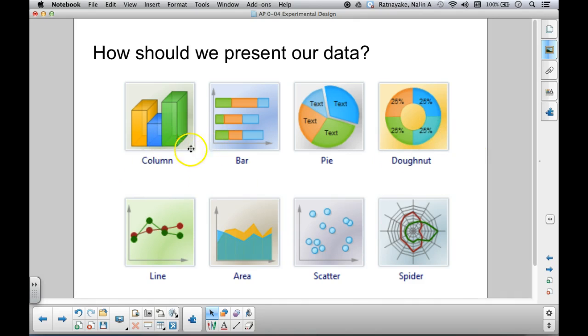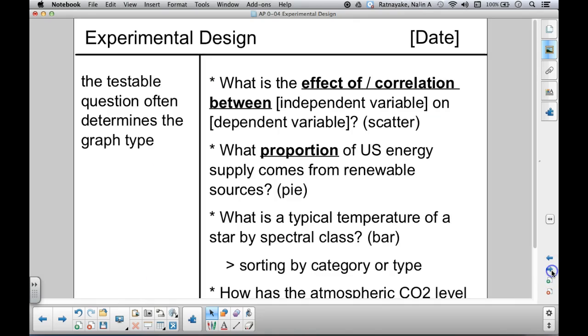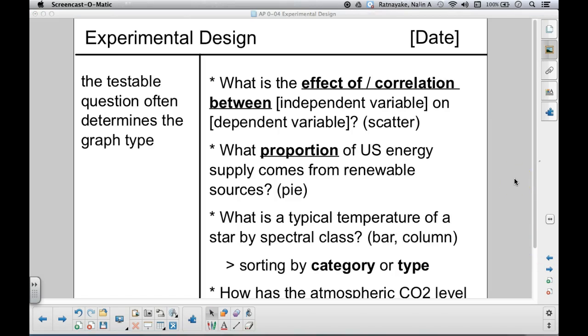When should we use a column graph? When should we use a bar graph? When should we use a pie graph? It seems a little bit random at first, but we'll find that there are actually some basic rules that we can use to get a pretty good idea of which graph we should select. And this is really going to depend on our testable question.